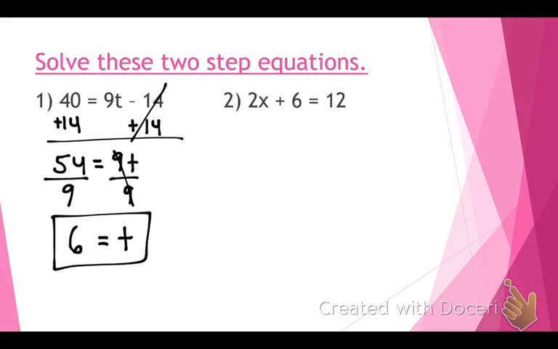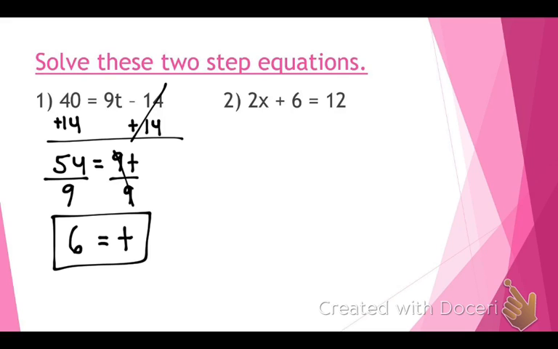Basically what you can do is you can take this and put it back into here, okay? 9 times t, or 9 times 6. What is 9 times 6? 54, and then you would still minus 14. What's 54 minus 14? 40, and that's the answer that you wanted, okay? So for this kind of a problem, you can definitely go back and check it.